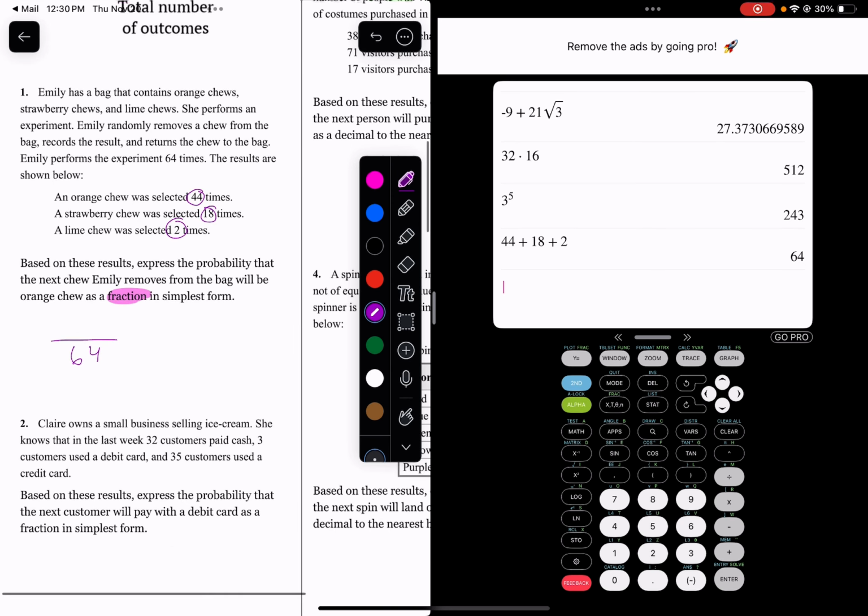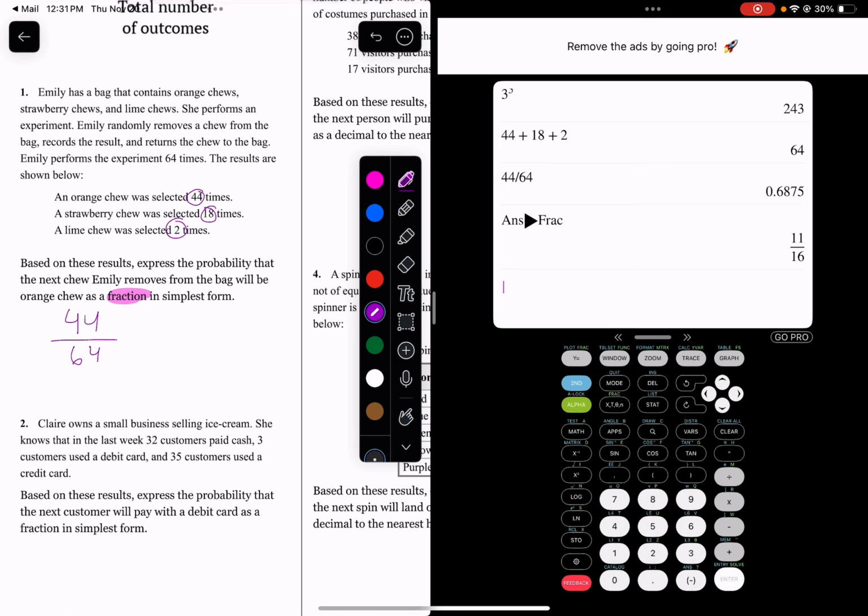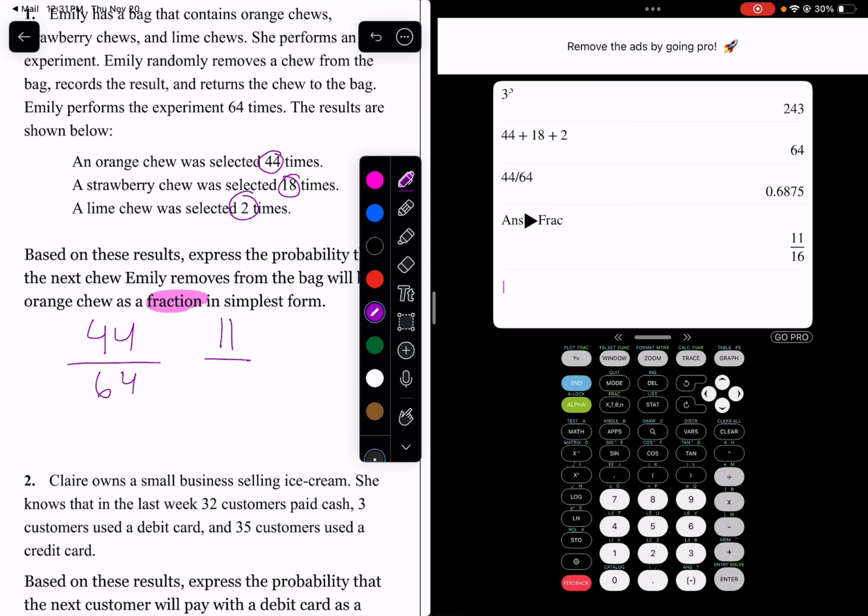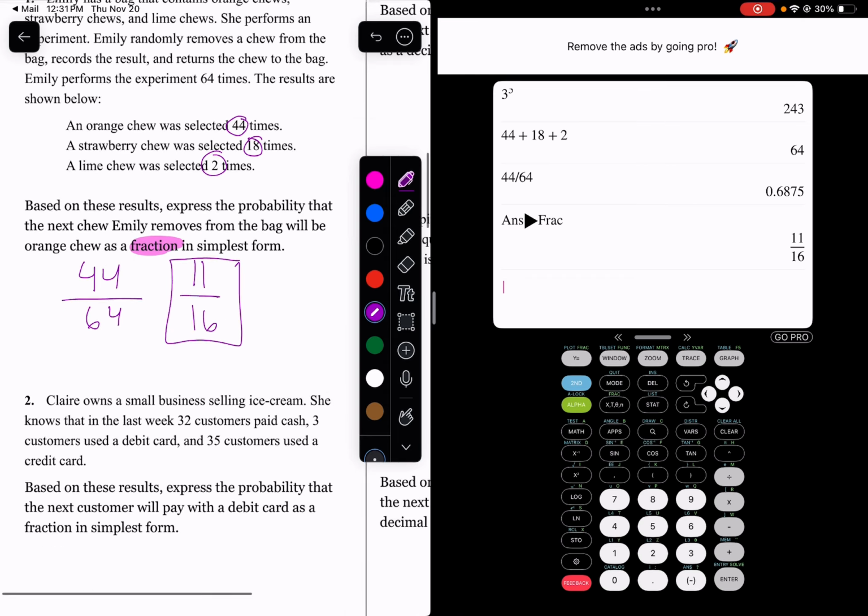And they want the probability that we're getting an orange chew. Well, out of those 64, we had 44 orange chews selected. So now we've got our fraction. We have to give the fraction in simplest form. So I'm going to do 44 divided by 64, and then turn that back into a fraction. What that does is it automatically simplifies the fraction for me, and I get 11 over 16.